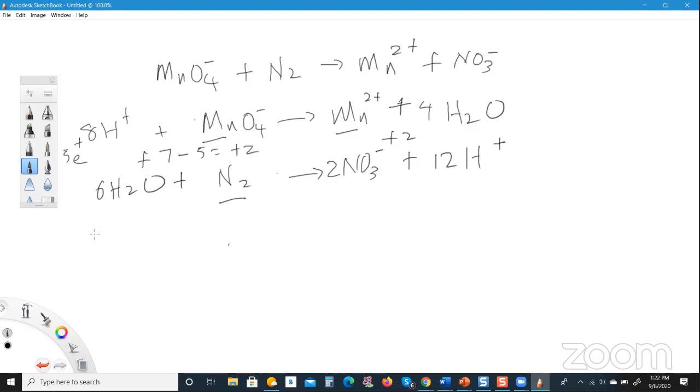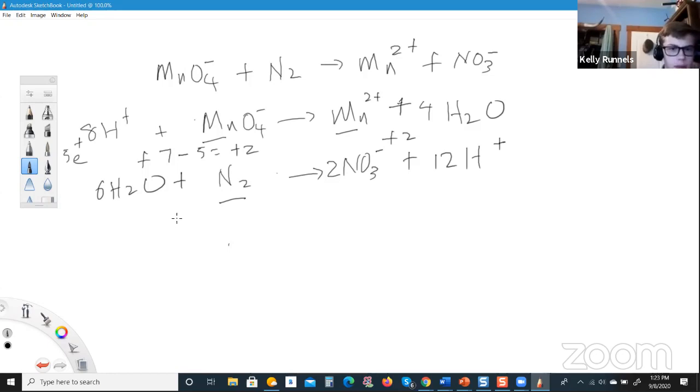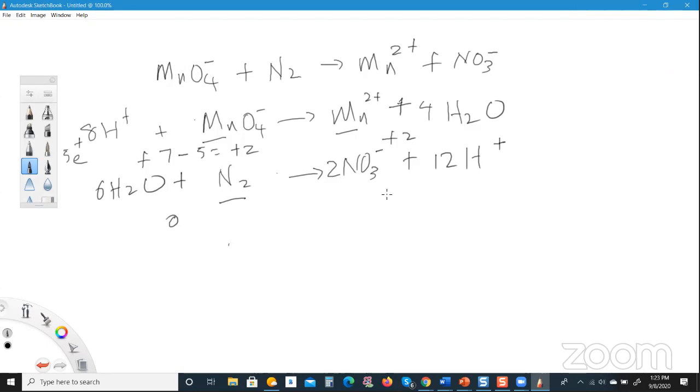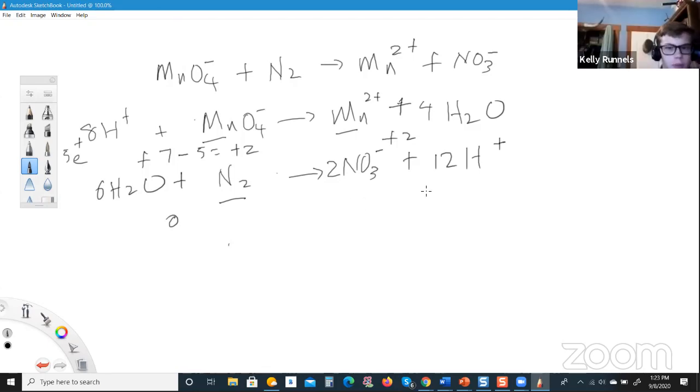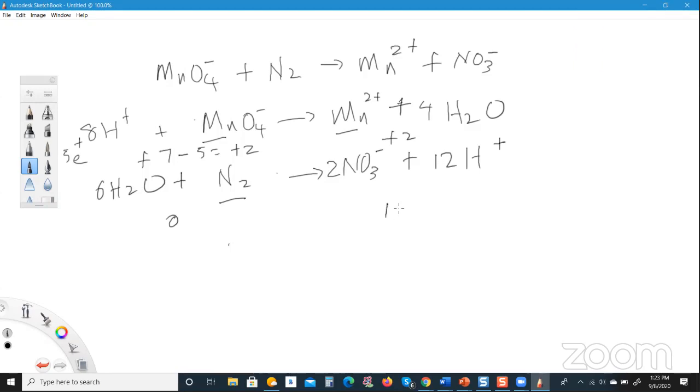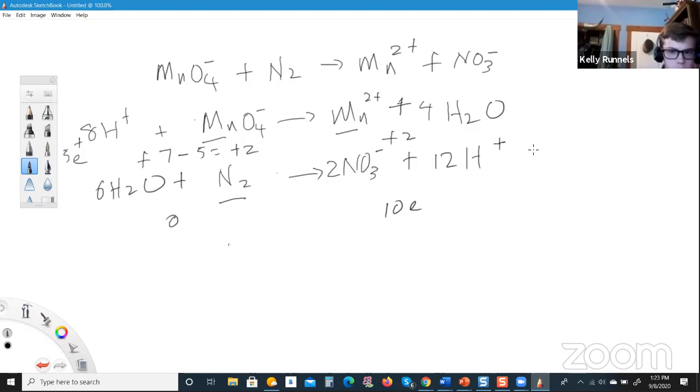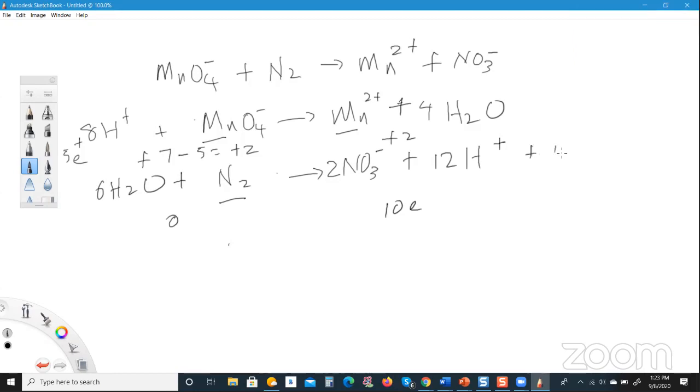Okay, very good. What about the second half equation? What's the total charge on either side, starting with the left side? On the left side, it's 0. What's the total charge on the right side? 10. Exactly. So we need to add 10 electrons to which side? The right side. Exactly. So you're going to add 10 electrons to the right side. Okay.